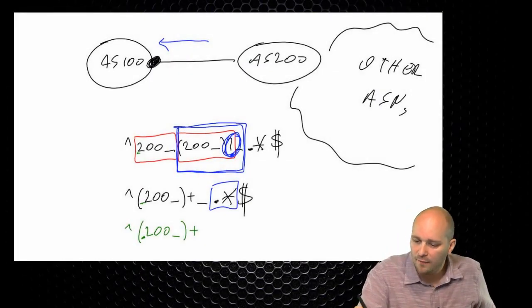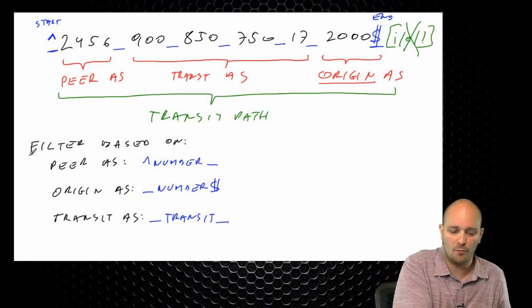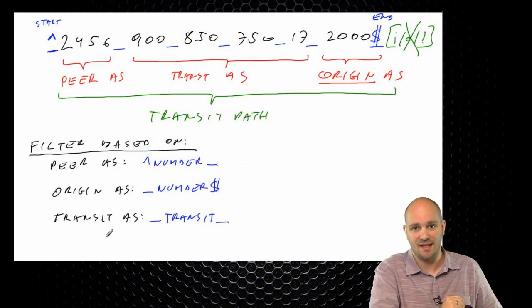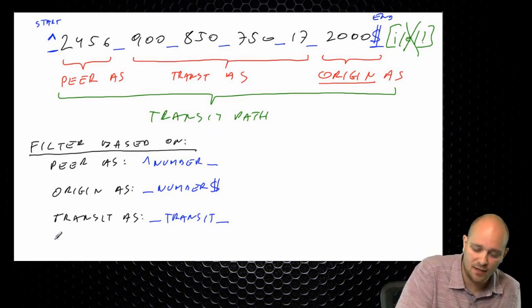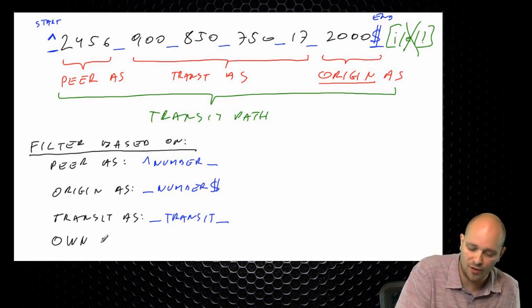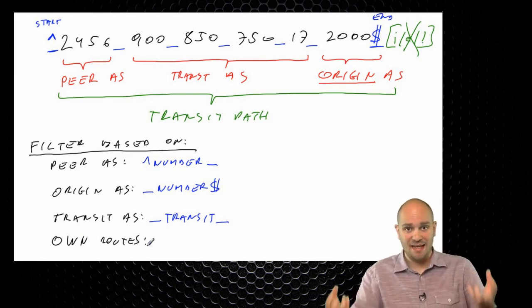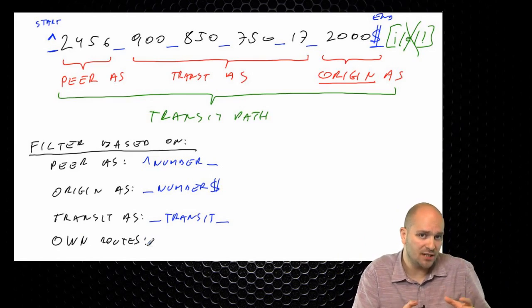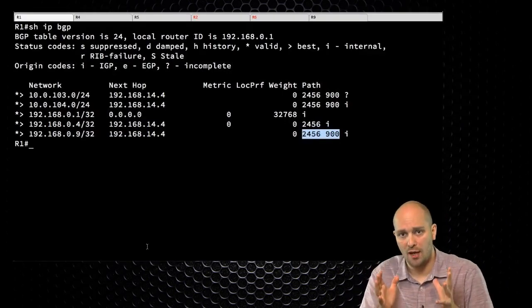Going back to this example here, where I said that in the lab you are most likely to be asked to filter based on peer AS origin or transit AS. Now, there is one more thing that they might ask you to do, and that is to filter just your own routes. Now, routes that are originated in the AS in which you are will have no AS path.